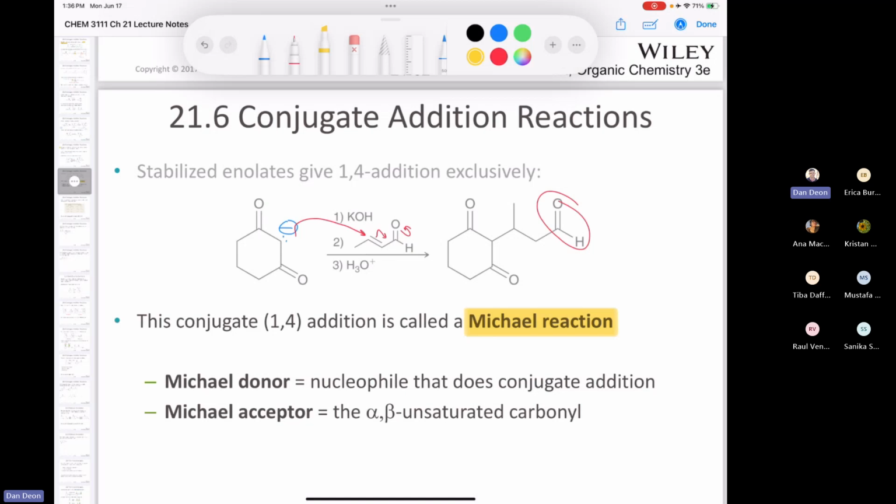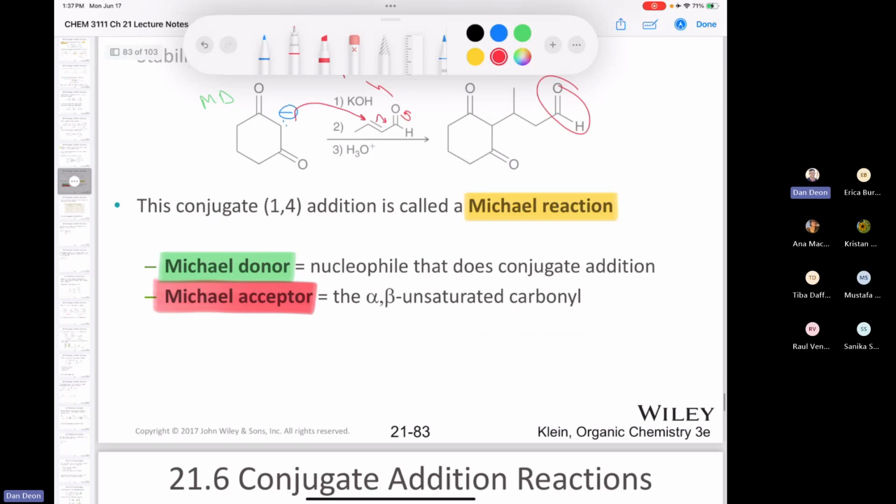So the nucleophile, we have a name for that. We call it the Michael donor, right? Because it's donating a pair of electrons. And then the alpha beta unsaturated ketone or aldehyde, we call that the Michael acceptor. So this would be this one here. I'll color code it. So this would be the Michael donor. That would be the nucleophile. And then this aldehyde here, this guy here, this would be the Michael acceptor. Okay, so Michael donor and Michael acceptor.